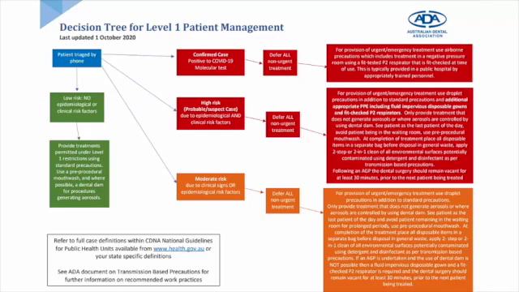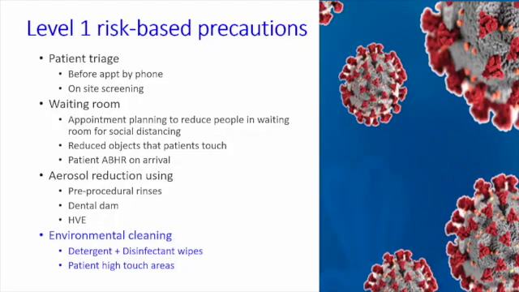Just to summarize the level 1 risk-based precautions: triaging of patients before the appointment by phone and then when on site, designing the scheduling of appointments and the physical facilities of the waiting room to reduce the number of people and to provide social distancing, eliminating objects like magazines that patients would otherwise touch, having patients use hand gel on arrival, during procedures using pre-procedural rinses, dental dam and evacuation, and of course environmental cleaning using detergent and disinfection, either as a combined or as a two-step process, focusing on patient high-touch areas.